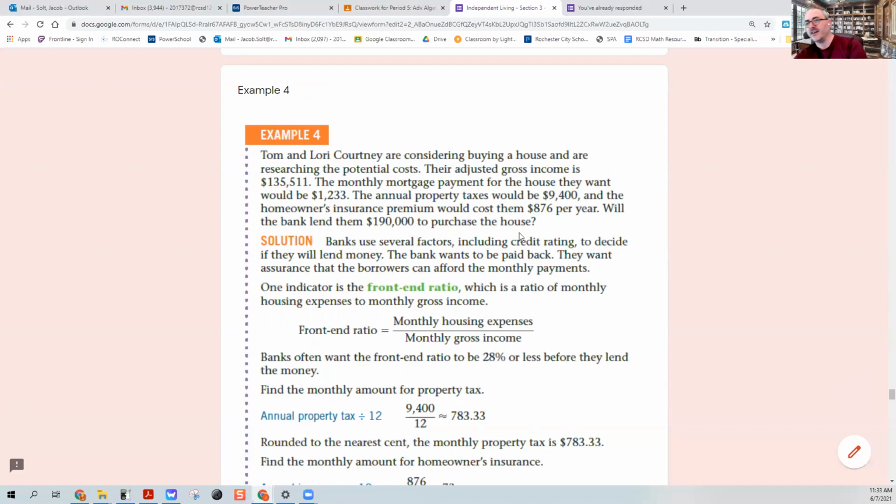So do they have enough income to justify a bank loaning them this house? And this is what a bank will do. A bank will look at your income. There'll be a little application form, and they'll look at your income, and they'll run this ratio. And if it does not turn out well, they'll say, this house is a little bit too much for you to take on. You don't quite make enough money for this level of house. You might want to look into something a little less expensive. All right. So if you had a question like, will the bank lend them this money, $190,000 to purchase a house? Here's how you would solve this. This is the solution.